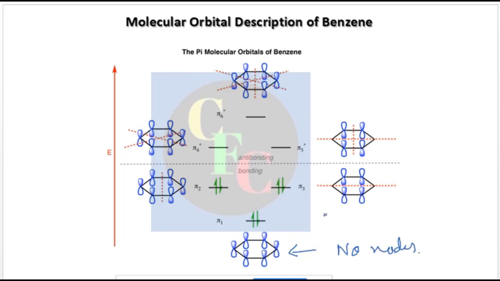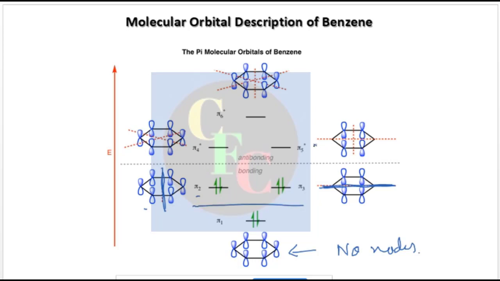Next higher level should have 1 node. So there are 2 ways to put it in the symmetric way. Here is 1 node here, like this, and you can also put it like this. So we have 2 molecular orbitals which are similar in energies with 1 node.